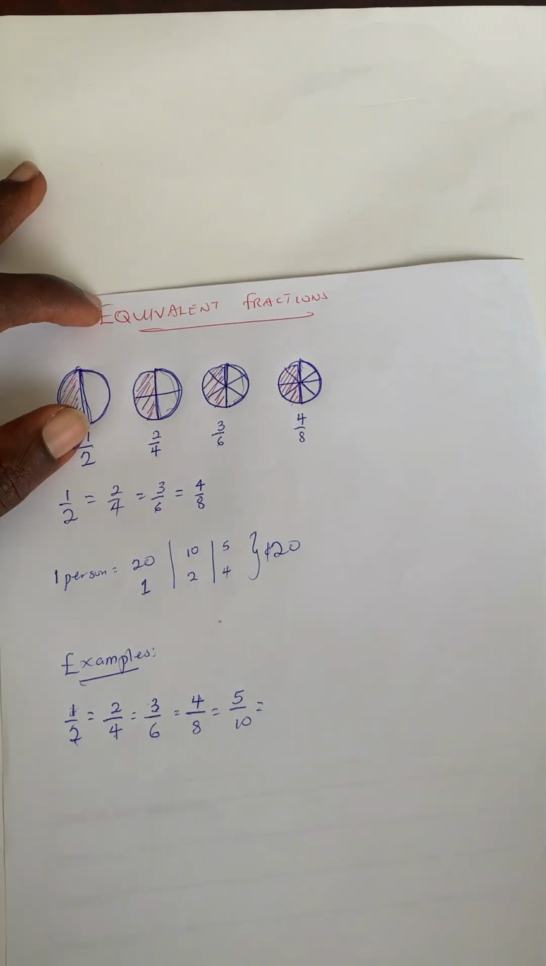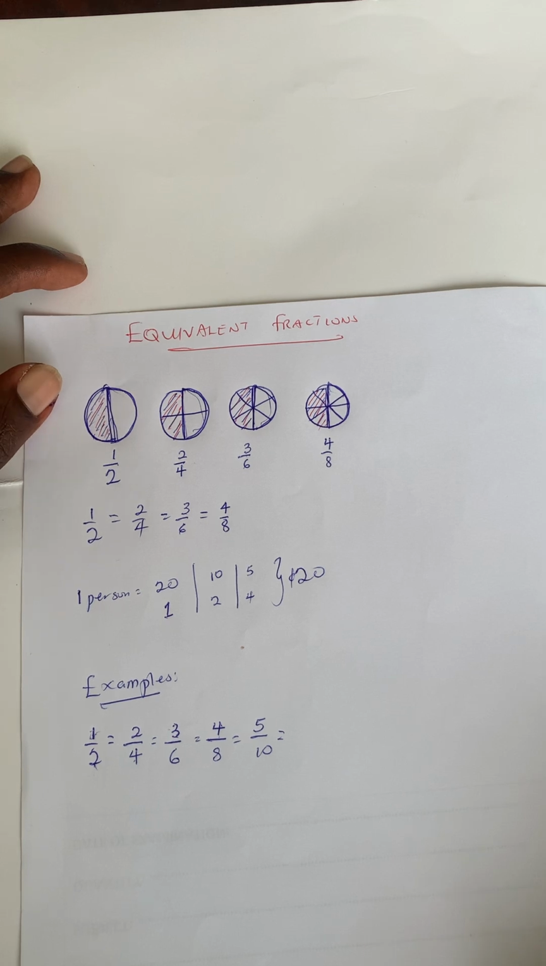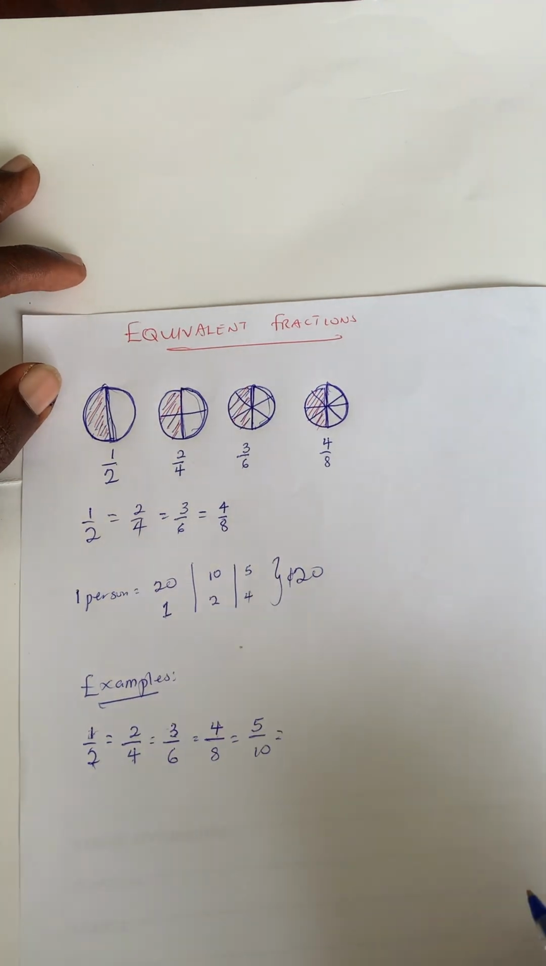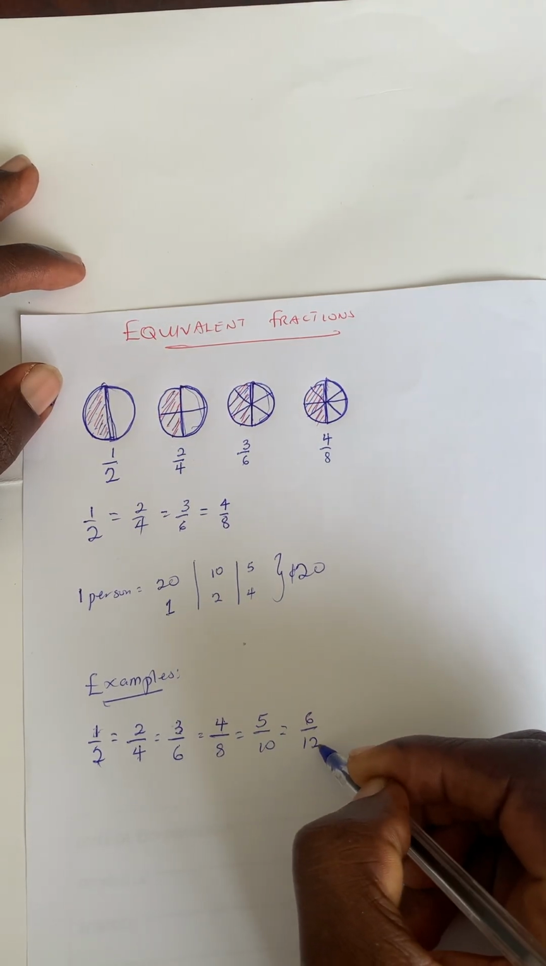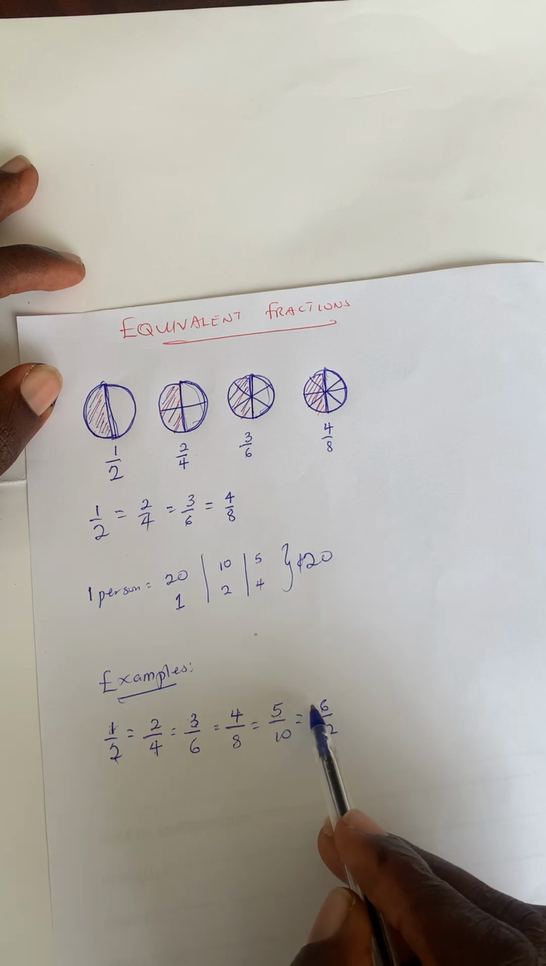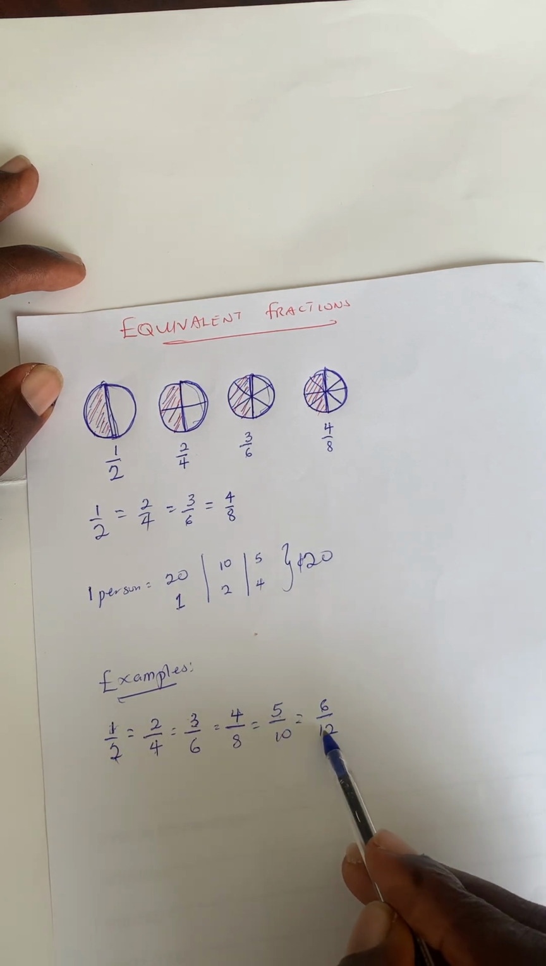So what do you think will be the next equivalent fraction? Yes, so I know that you've understood. I know you said the answer to be 6 over 12, because 1 will be added to 5 to give 6, and 2 will be added to 10 to give us 12.